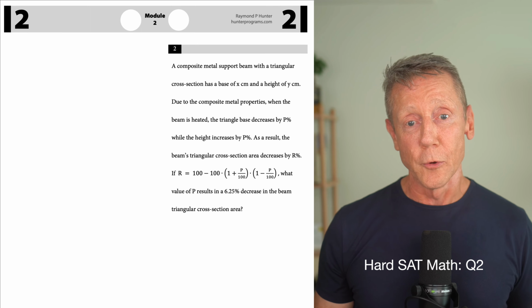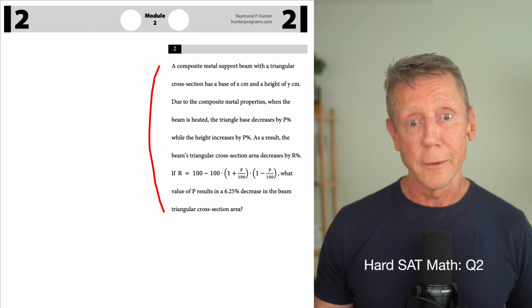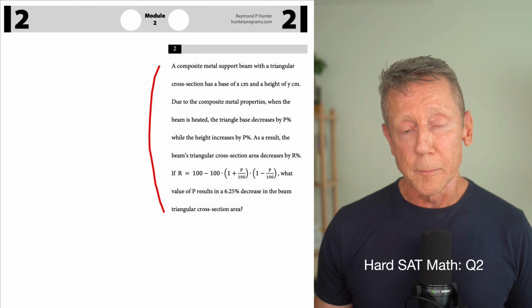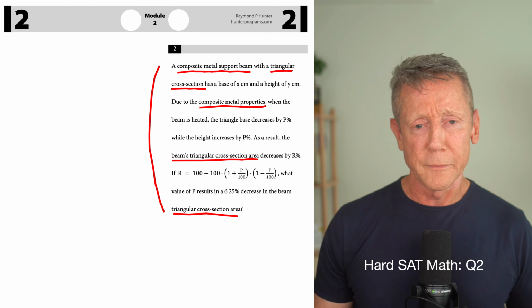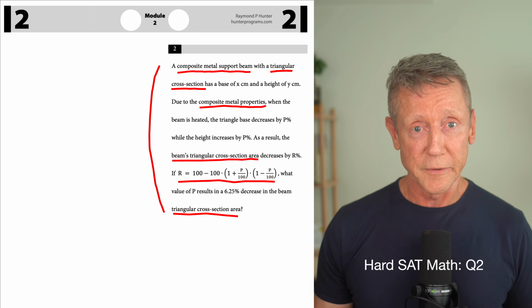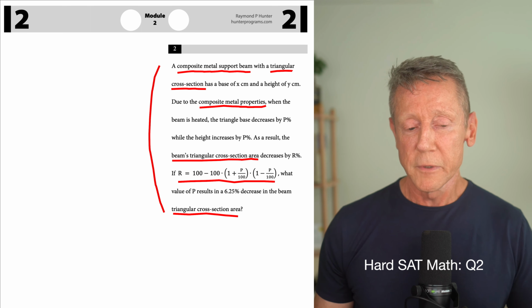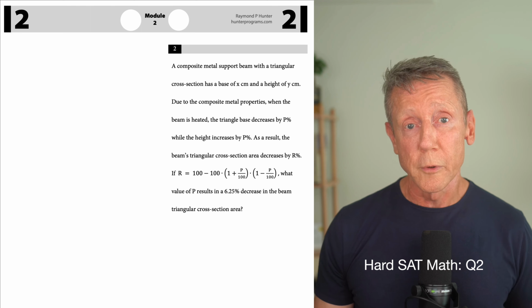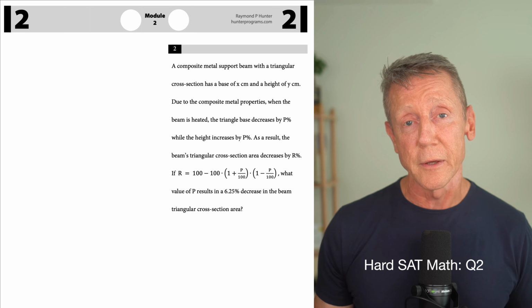The first thing I notice is there are 9 lines of text. And then there are bizarre technical terms and a crazy formula. To me, this is good news, because normally what it means is the problem actually isn't that hard to do.